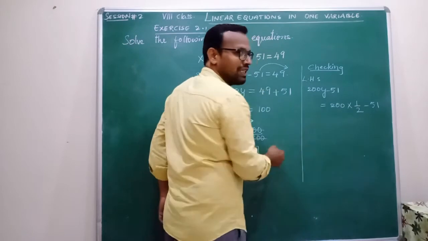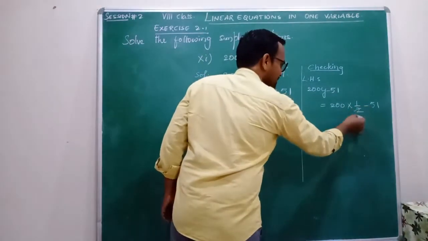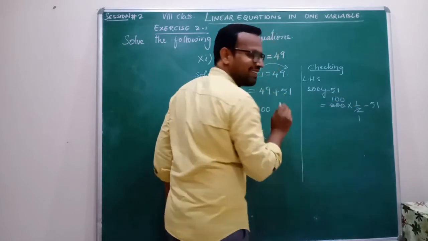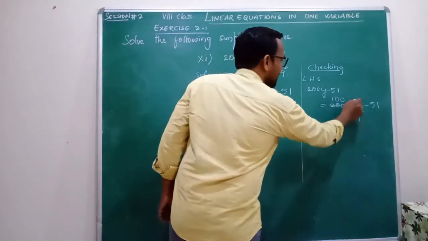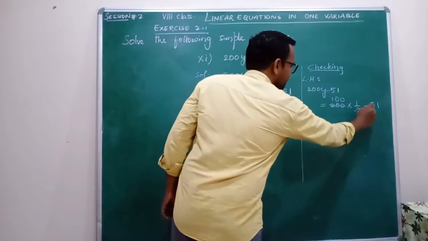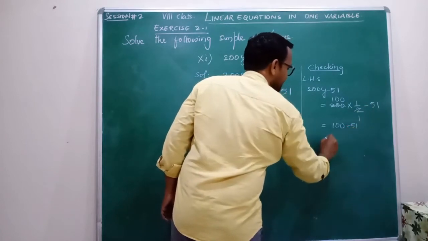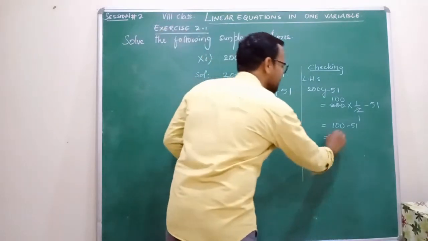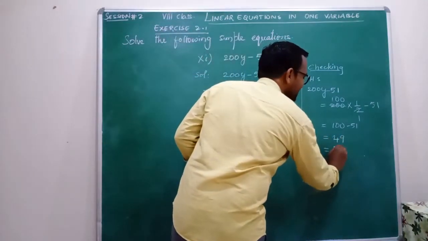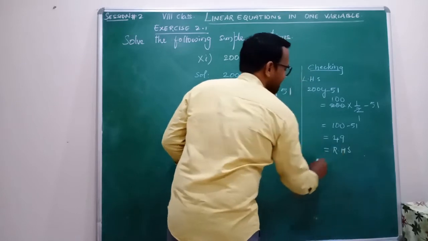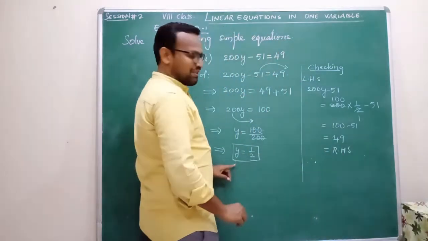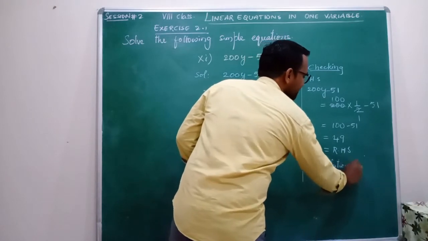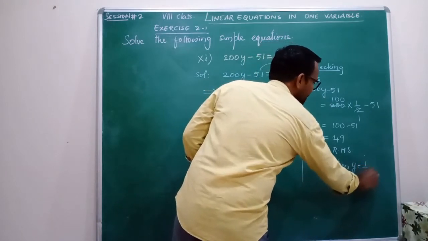Now 200 into 1 by 2. So 2 and 200, you can cancel, I think. 2 ones are 2, 2 zeros are 2 zeros. Great. That is equal to 100, minus 51. Now 100 minus 51, how much, children? Yes, it is 49, which is nothing but RHS. Therefore, the solution is y is equal to 1 by 2.